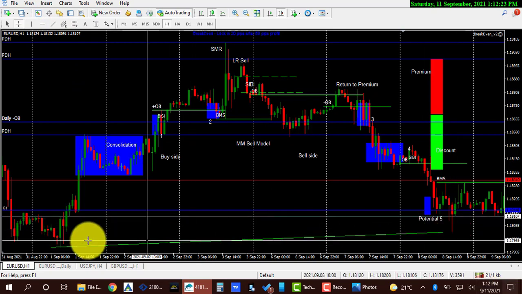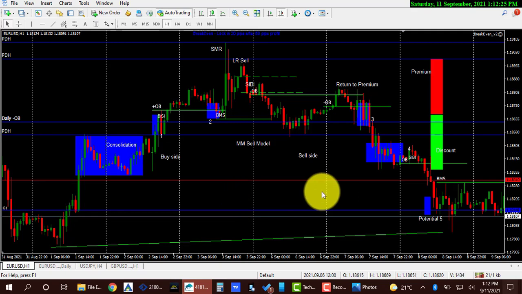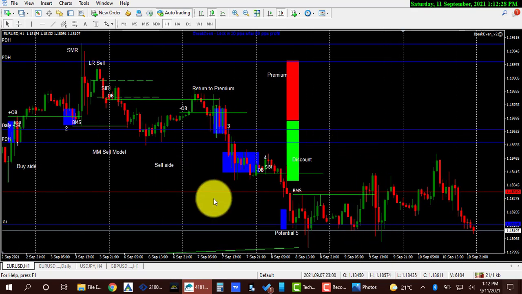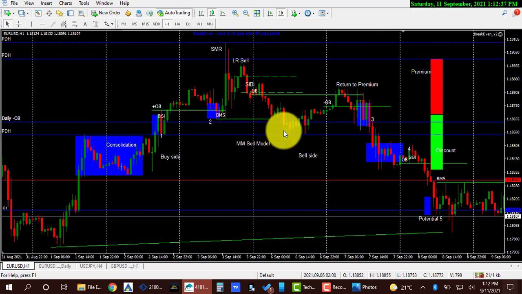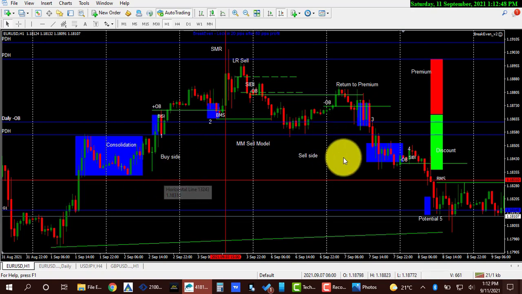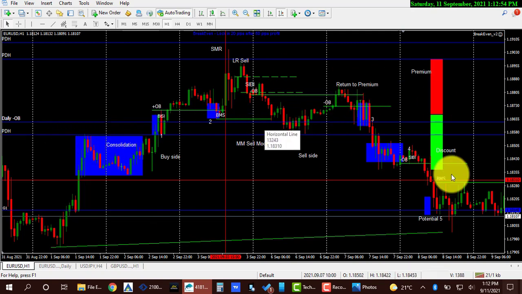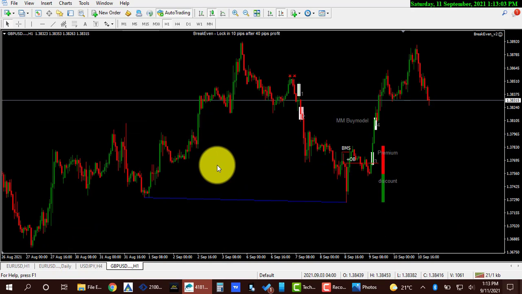We didn't get that exact low that I was expecting, but later in the week price tried to get to that low and it still couldn't. So that's on the euro. This is the buy side and then the sell side, just matching all the buying over here to the selling. You get the market maker sell model. And then let's go into the pound.